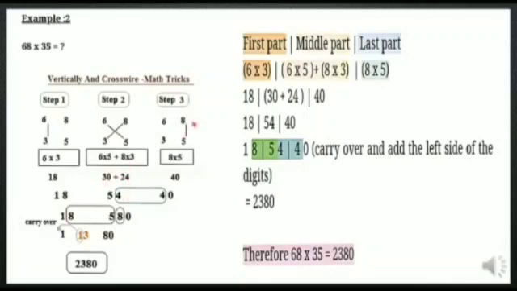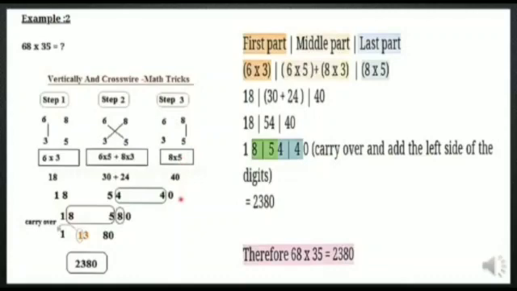For step 3, you will be multiplying the numbers on the right side, that is, the numbers on the ones place. So what are the numbers on the ones place? We have 8 and 5. When you multiply 8 and 5, you will get an answer of 40.